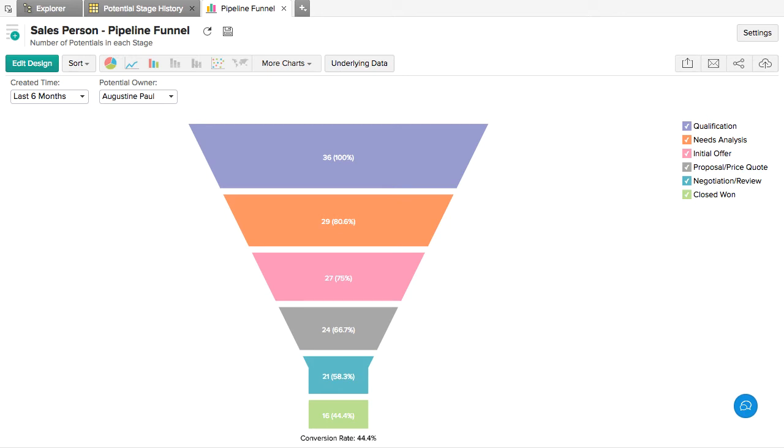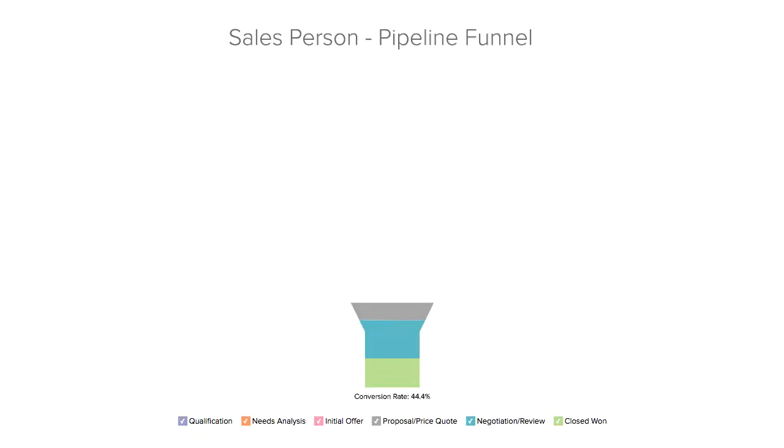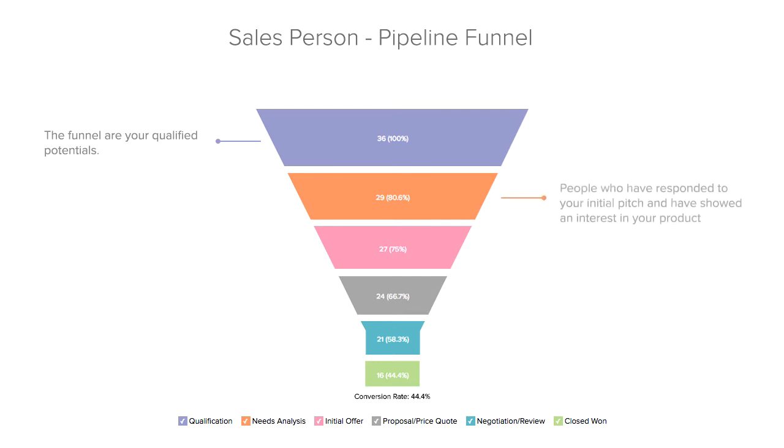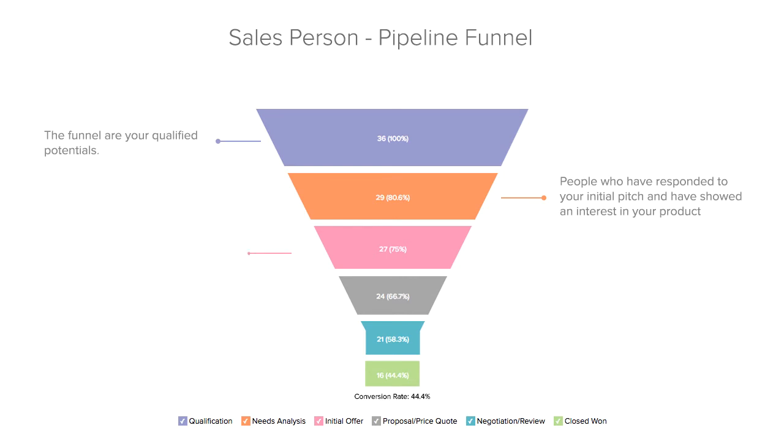In our example, the sales team had categorized the potentials into 6 stages, so the funnel chart will have 6 sections. In the qualification stage of the funnel are your qualified potentials. Next are your analyzed leads, people who have responded to your initial pitch and have shown an interest in your product. The initial offer contains sales leads with whom you've had an initial round of discussion and/or quoted an offer.